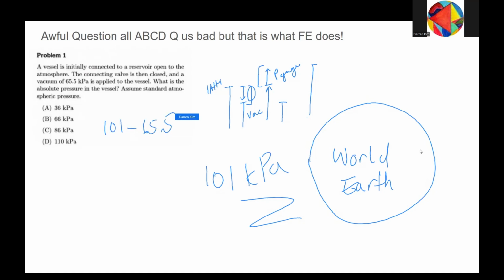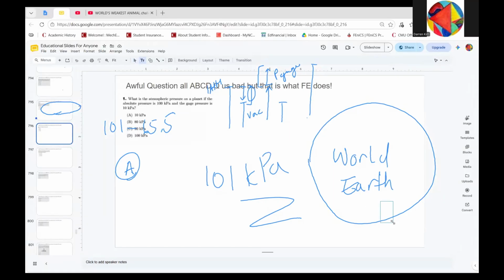And grab your calculator because you will need it, because you're doing 101 minus 65.5, which equals 36. So it must indeed be A. Now, a lot of questions here have tricks to them, but this one did not, I don't think, at least. It did not. So we can just put the A down and move on because that's the correct answer, I think.